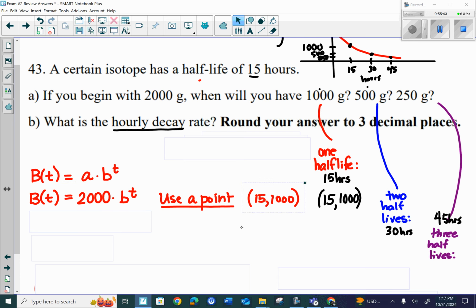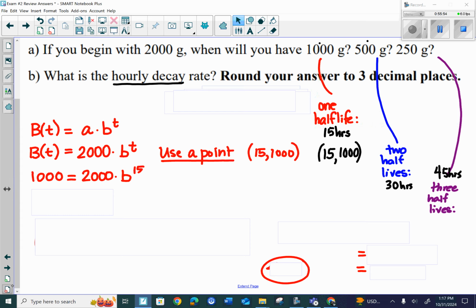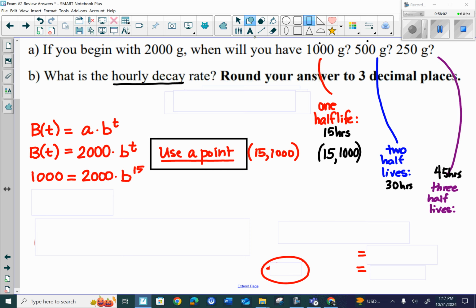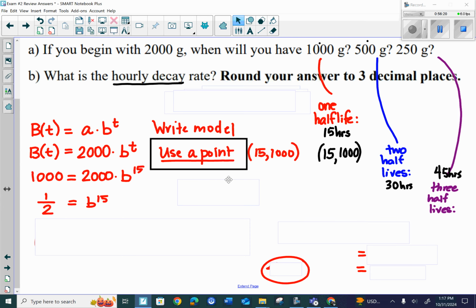So I'm going to put 15 in for t right there, and I'm going to put 1,000 in for b of t, the output. And I'm left with an equation which only has little b in it, which is really promising. But the major strategy on these problems is to use a point. Write what you know, write the model, and then use a point. So now I divide both sides by 2,000, and I get 1/2 equals b to the 15th. And then I want to solve for b, so I am going to raise both sides to the 1/15th.